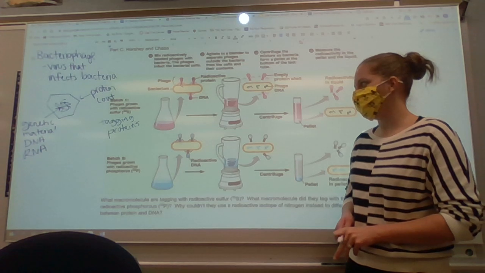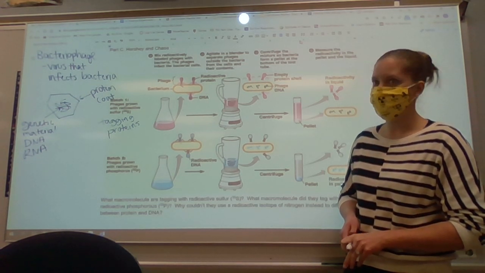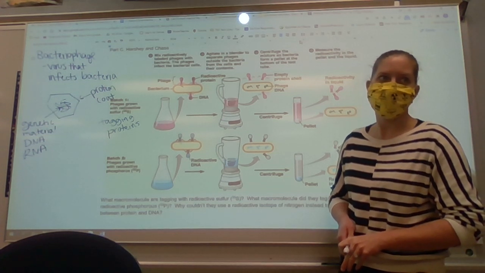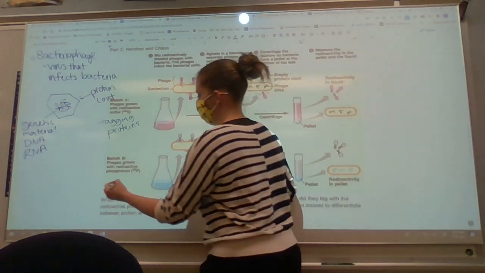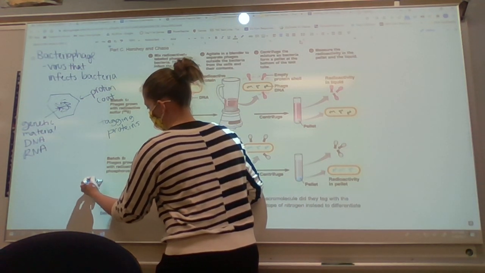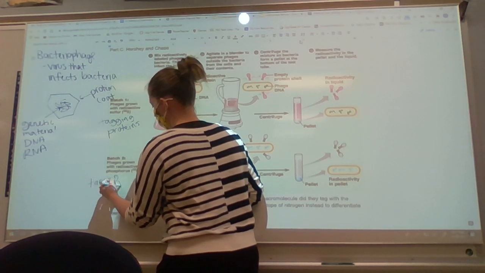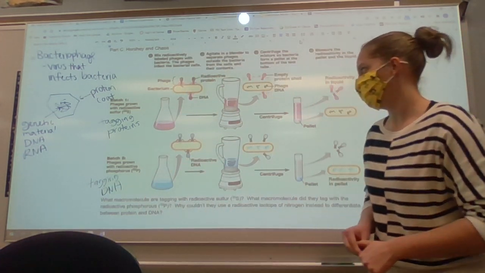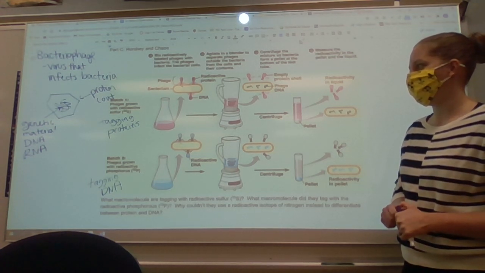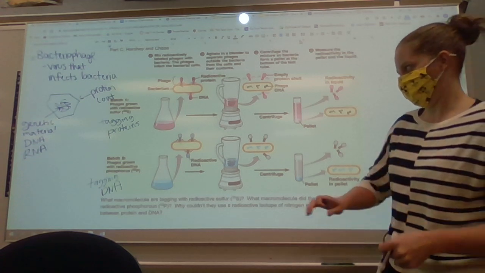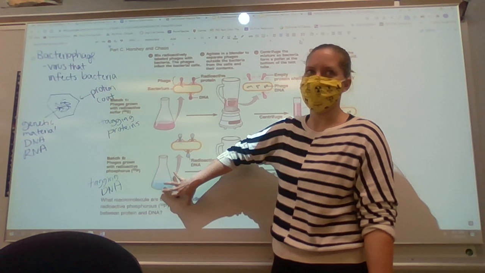In batch two, we're growing viruses with radioactive phosphorus. So what are we tagging with phosphorus? DNA. Nucleotides are made up of a sugar, phosphate, and a base, right? So here we're tagging the DNA. So we grow those bacteriophages in those two different substances. So one batch of viruses has radioactive proteins, one batch of viruses has radioactive DNA.